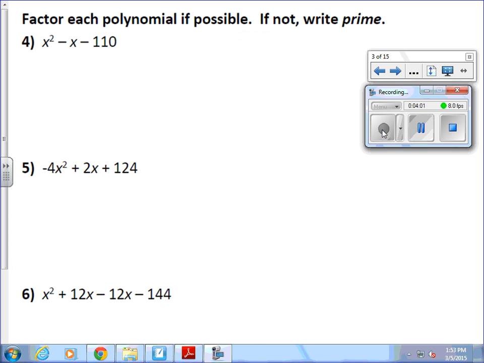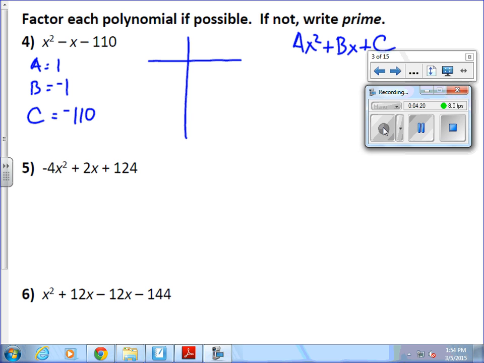Now when we're asked to factor in 4, 5, and 6, we use the greatest common factor of them, and if they don't have a greatest common factor, then we look to see whether we can find 2 binomials that multiply together. So for number 4, when we look at the standard form ax squared plus bx plus c, a would be 1, b would be -1, c would be -110.